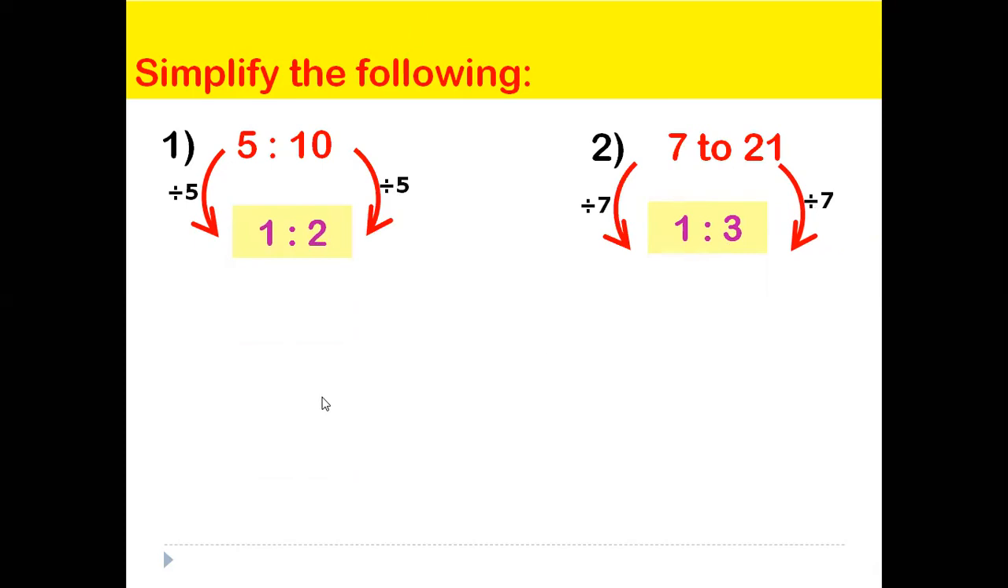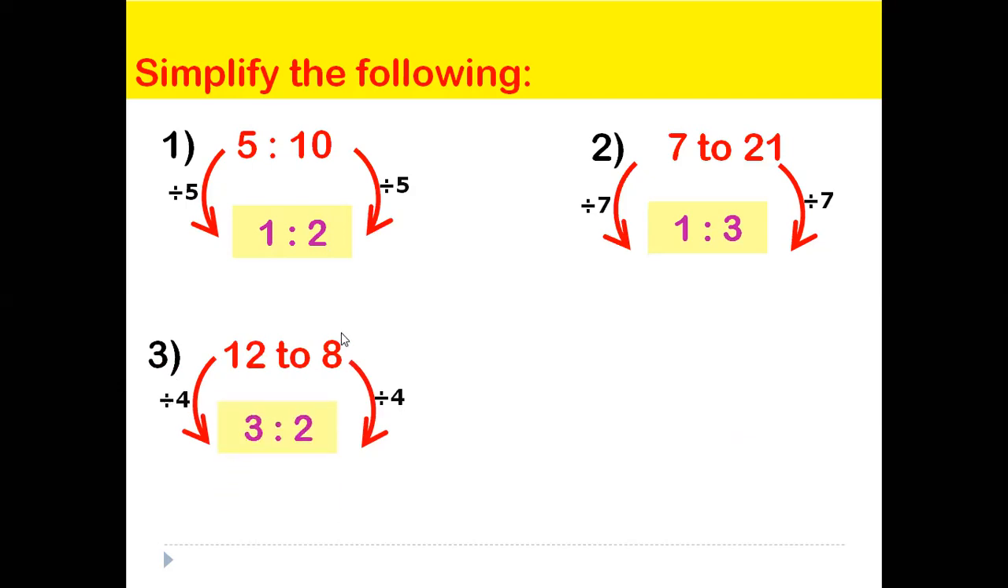One more example. 12 to 8. What is the common factor, or actually the greatest common factor between 12 and 8? The greatest common factor between them is 4. Excellent. So 12 divided by 4 is 3. 8 divided by 4 is 2.